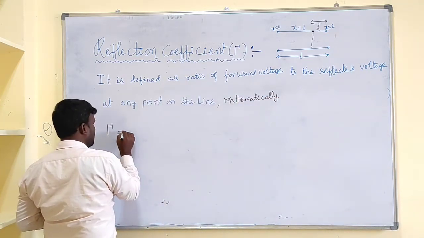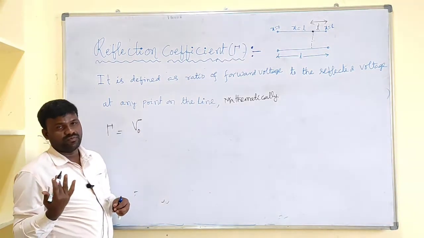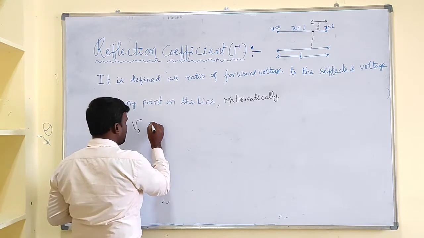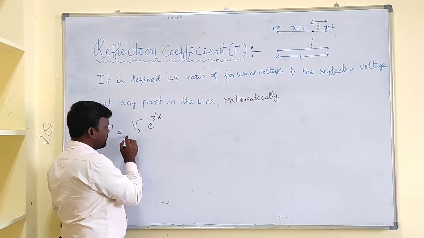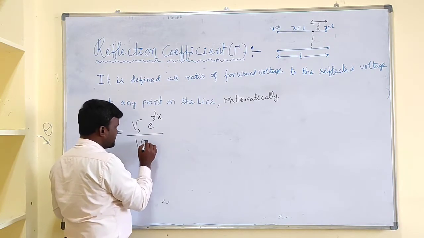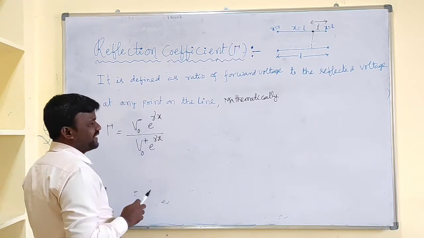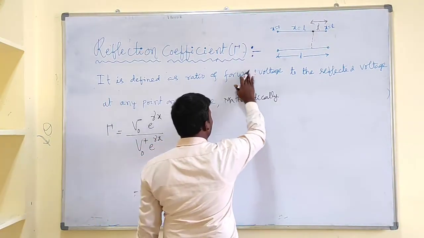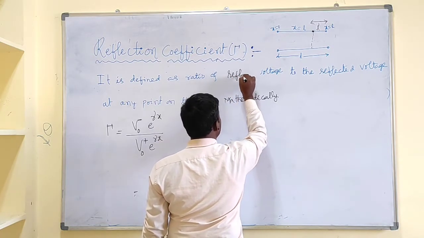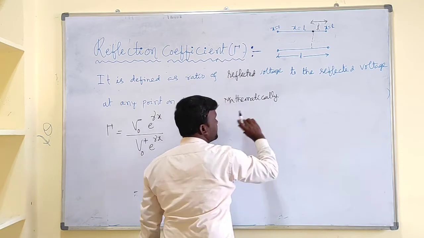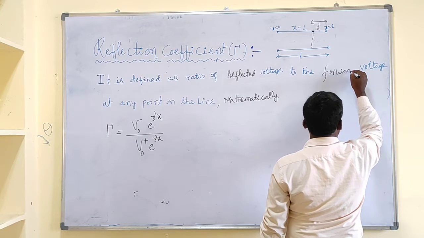as reflected voltage, V0 minus, the backward wave, plus the forward wave. V0 minus e to the power gamma x is the voltage at any point for the reflected wave, and for the incident voltage it is V0 plus e to the power minus gamma x. Actually, I wrote the definition in reverse. Reflection coefficient is defined as the ratio of the reflected voltage to the forward voltage at any point on the line.